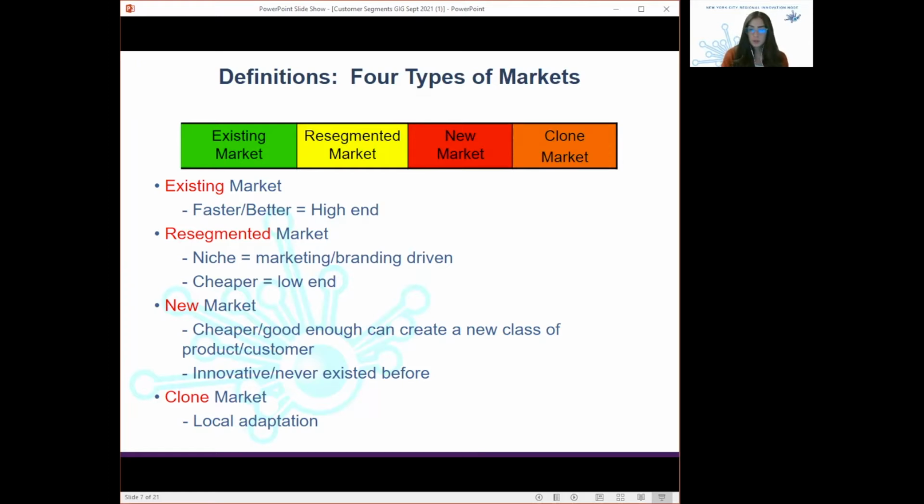New markets is when the customer is unknown and there's no competition because it's truly something that hasn't existed before. Usually this will require some sort of education to the market or even creating an entirely new class of customers that hasn't existed before. And in a clone market, the customers are most likely known, but now it's going to be specific to a new location.